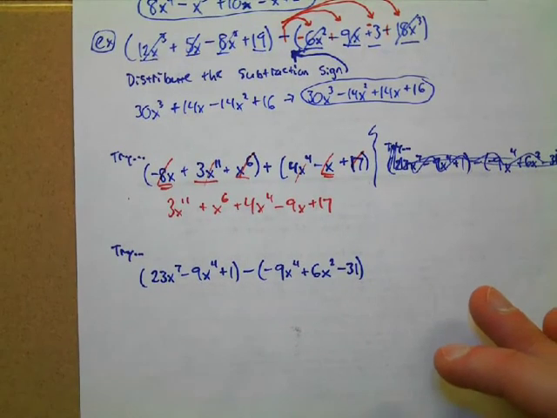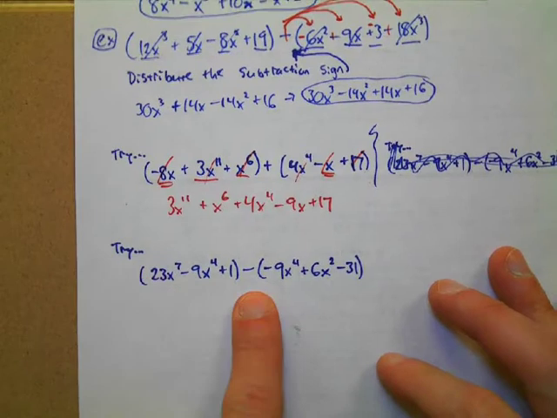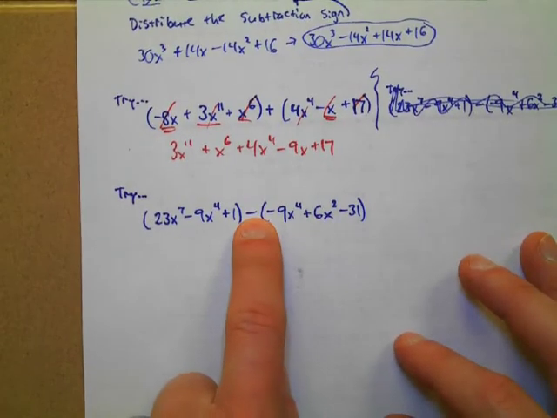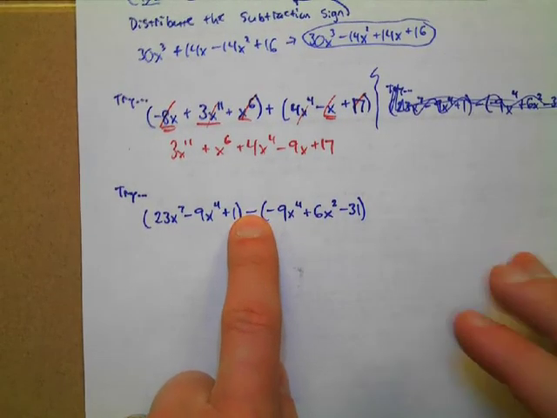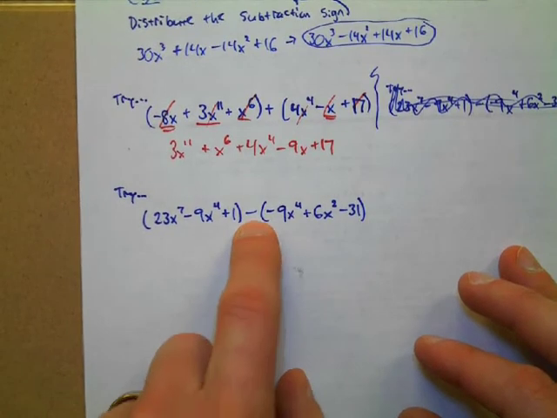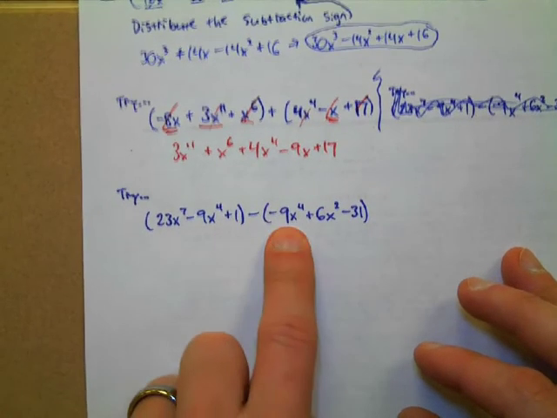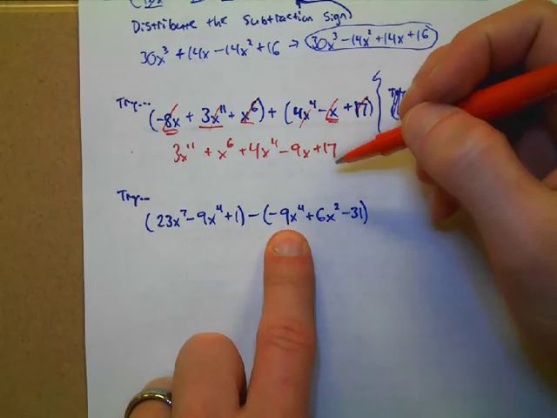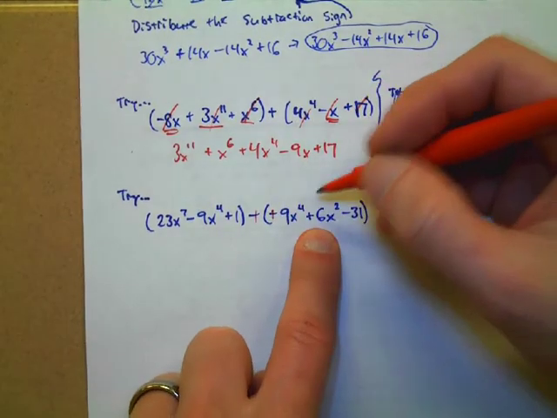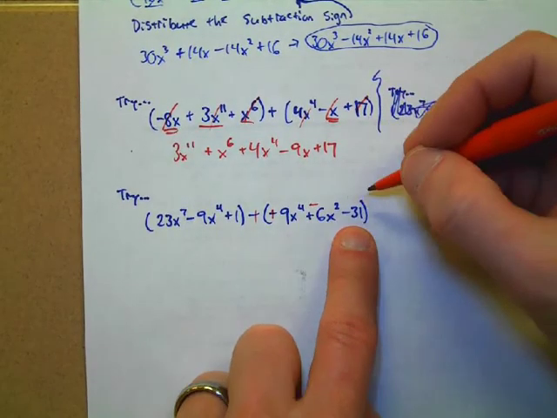Let's go to Hannah. Okay. So we have the minus sign in front of parentheses. Let's take care of that first. When I have the minus in front of parentheses, I want to distribute it here, right? So this negative 9x to the 4th becomes positive. Positive 6 becomes negative. Minus 31 becomes positive.